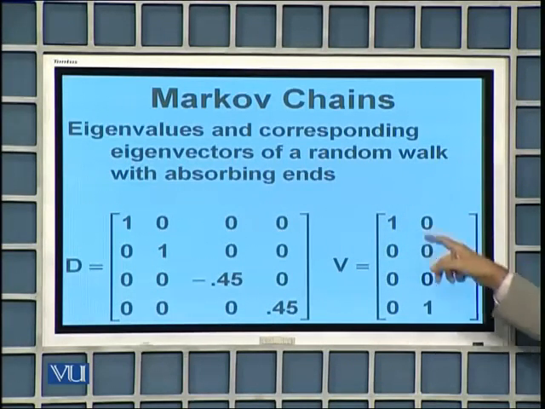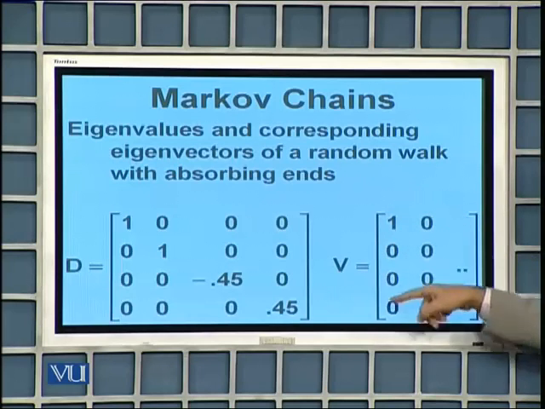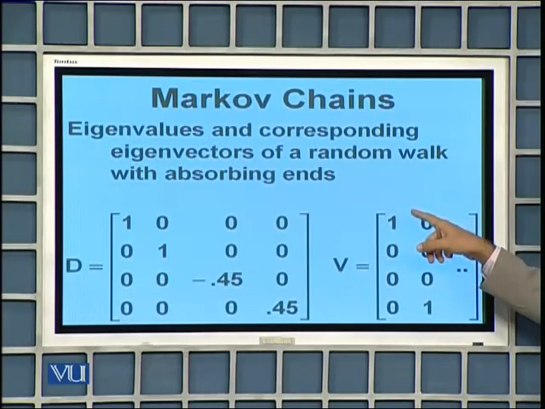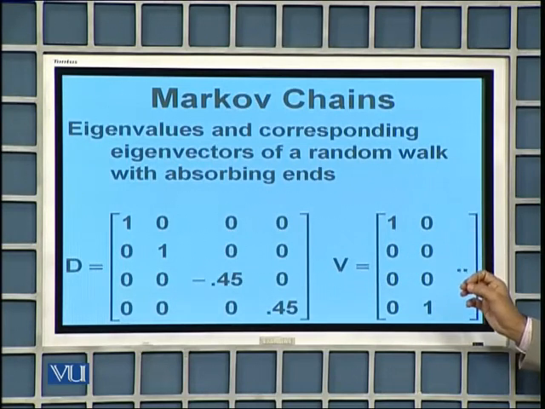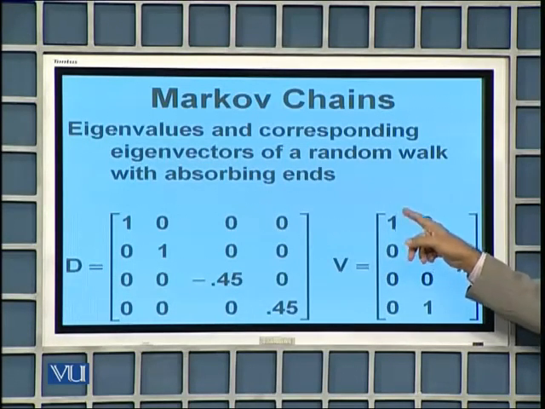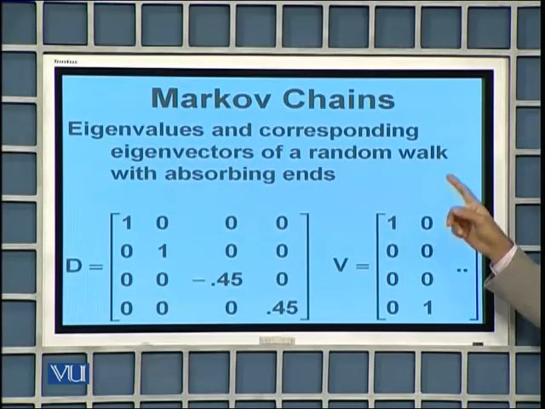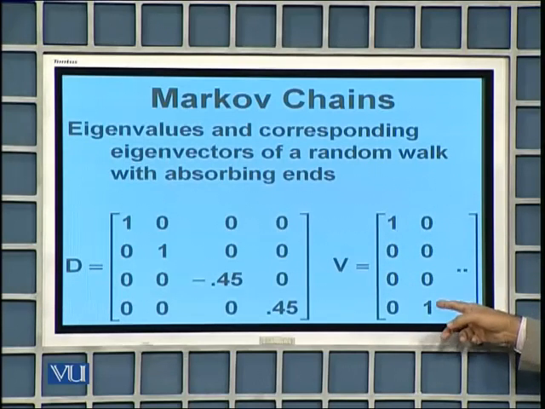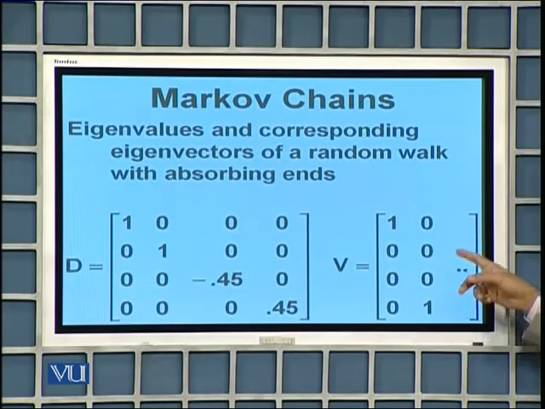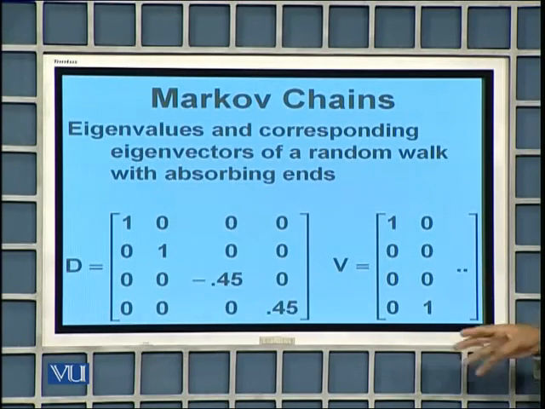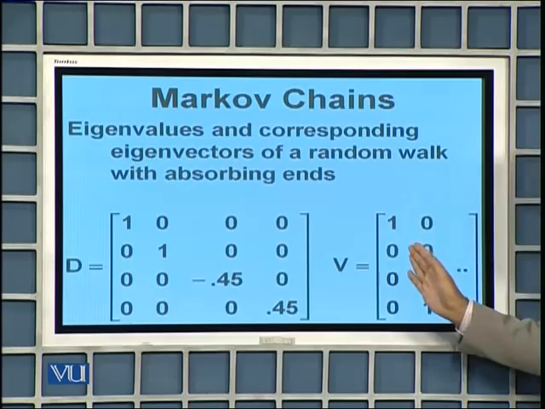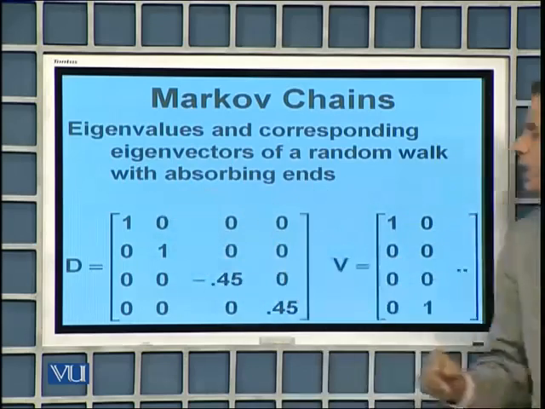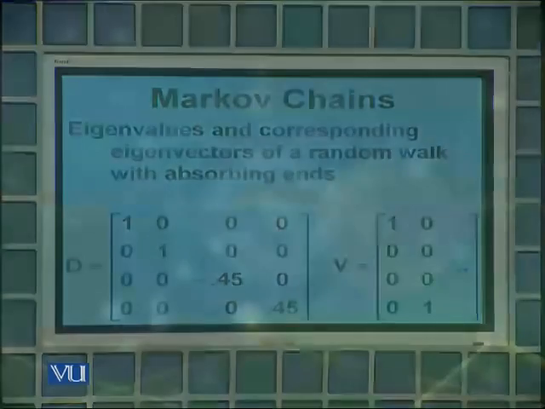Which means that if we start with this initial probability distribution, we are always going to remain in this probability distribution. That is, if we start in state 0, we will always be in state 0. Similarly, if we start in state 3, we will always be in state 3 and nothing is going to change. That is what eigenvectors associated with an eigenvalue of 1 imply.